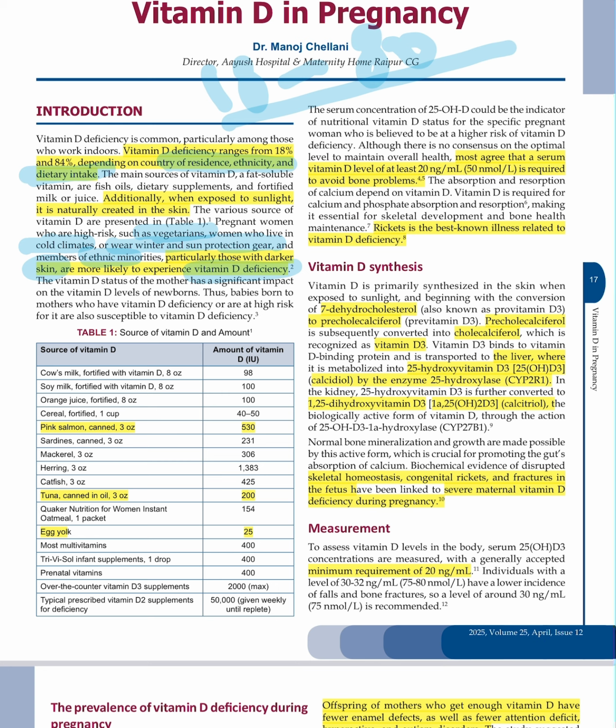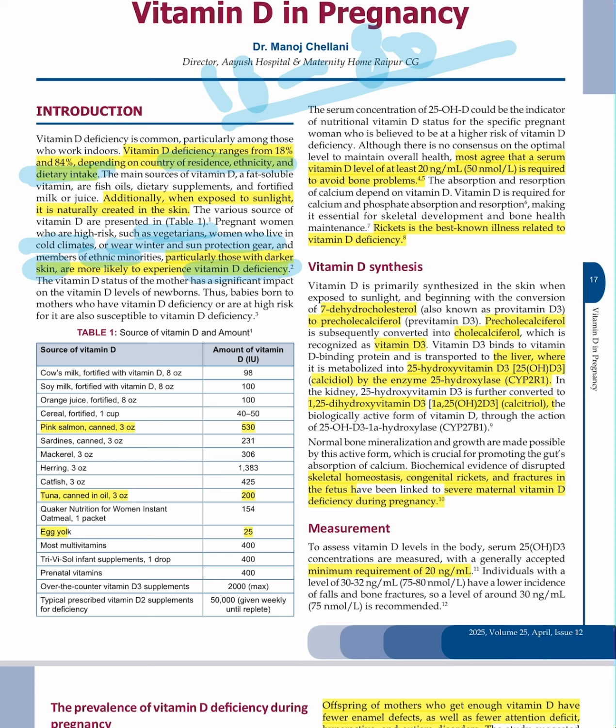So for food, you should have vitamin D fortified food. Foods like cow's milk fortified with vitamin D, even pink salmon, tuna fish, and egg yolk. Most people throw away egg yolks, but an egg yolk has about 25 international units of vitamin D.